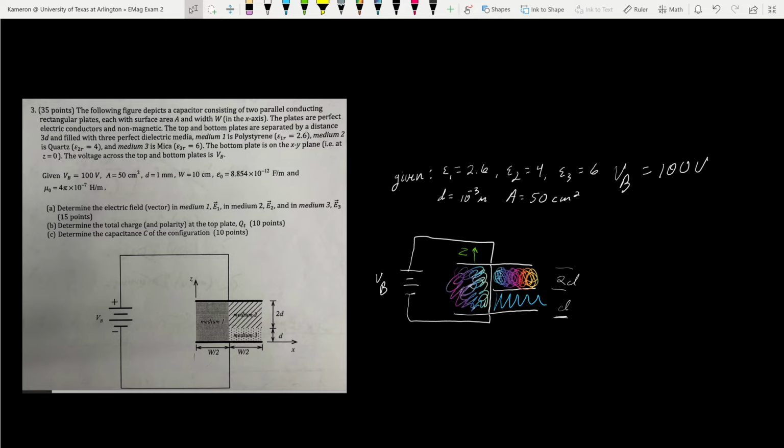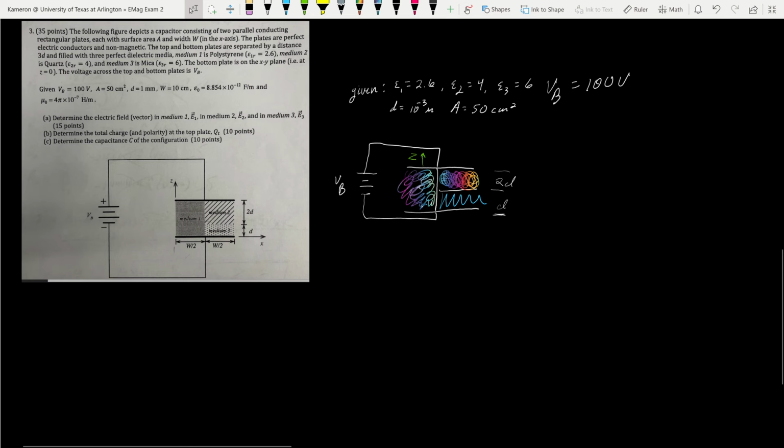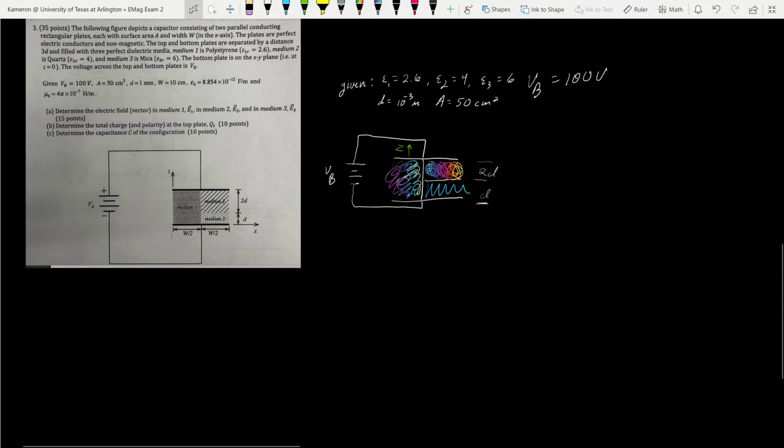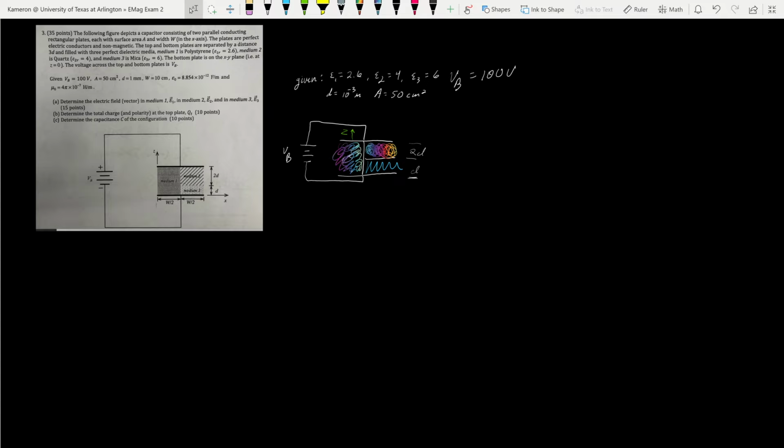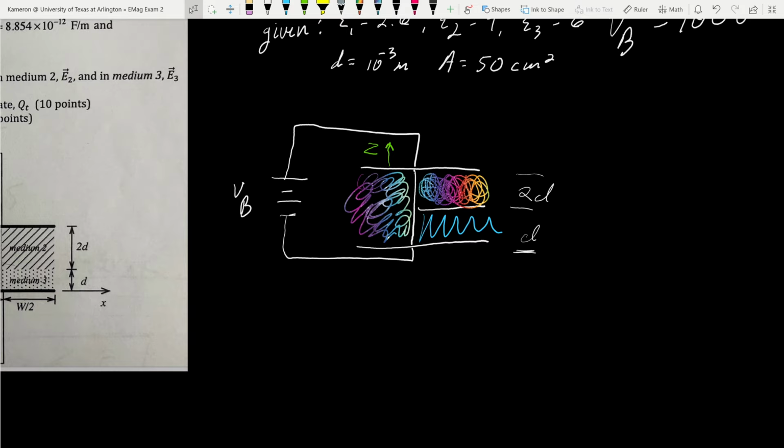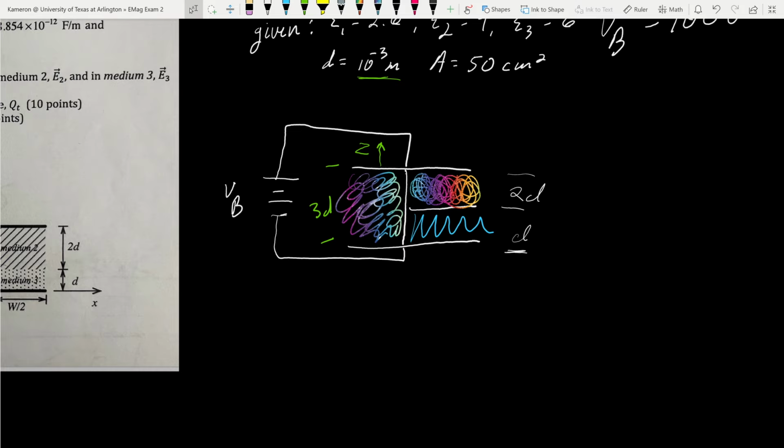Alright, so with this one, he asks us to solve the electric field first. Since we know voltage, this is a distance of 3d. D is 10 to the negative 3, which is just a millimeter. The thing about voltage is it is always the same going across the capacitor no matter what. It doesn't matter if there's one medium like you have here on the left side, or if there's 2, 3, 4, 5 mediums on the right side. It makes no difference.